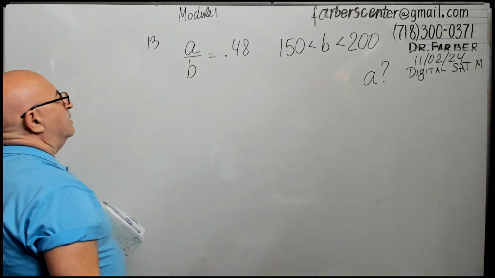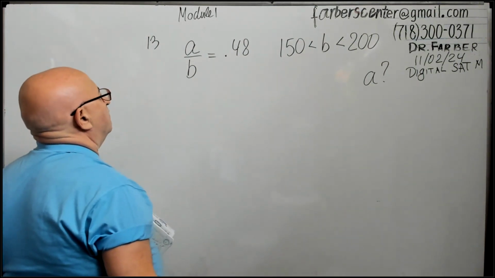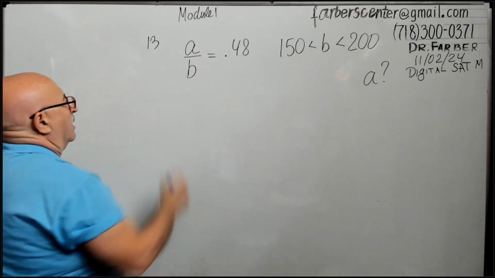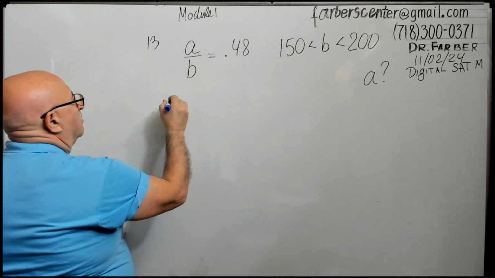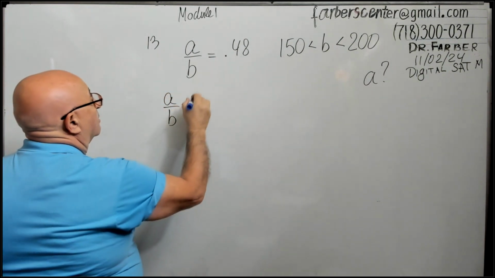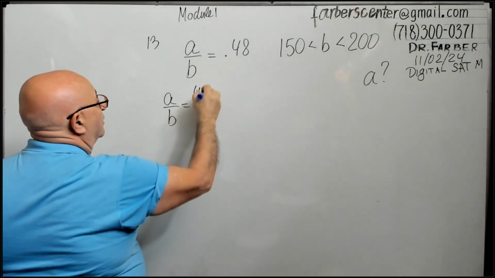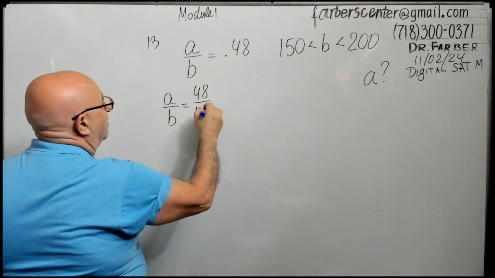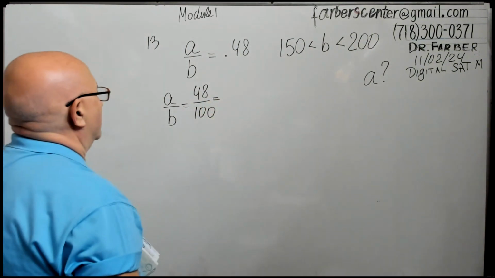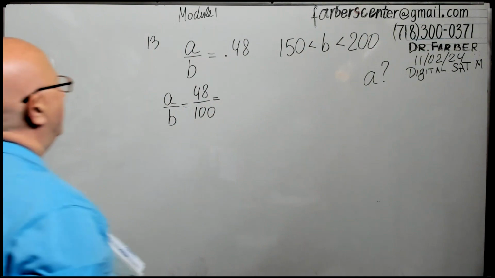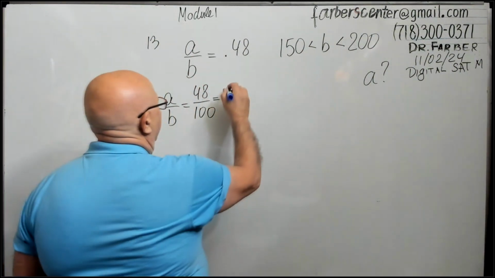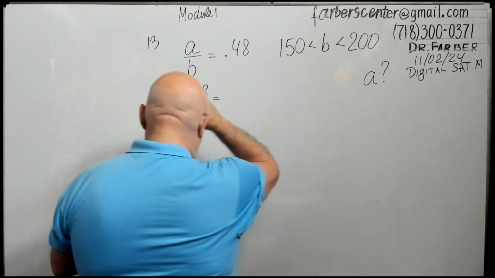Well, let me rewrite a little bit. Also try to do it in one line. A over B equals 0.48. It's the same as 48 over 100, right? Agree? Let me simplify. What if I simplify by 4? If we divide by 4, I get 12 over 25. Right? What we have.